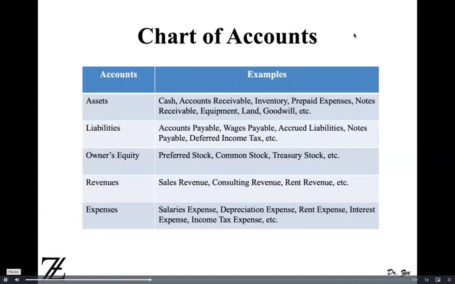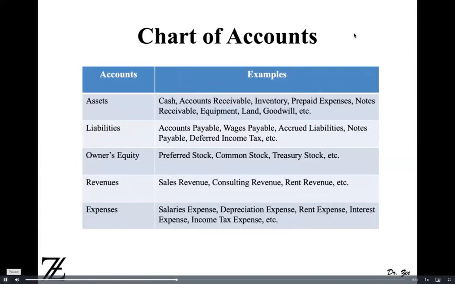Some examples of accounts within each category: for assets, we have cash, accounts receivable, inventory, prepaid expenses. Prepaids are paid in advance, just like unearned revenue is received in advance. Mostly insurance: when we buy insurance, we pay ahead of the month or ahead of the year. So that is prepaid expenses. That's an asset for the company. Then notes receivable, equipment, land, goodwill.